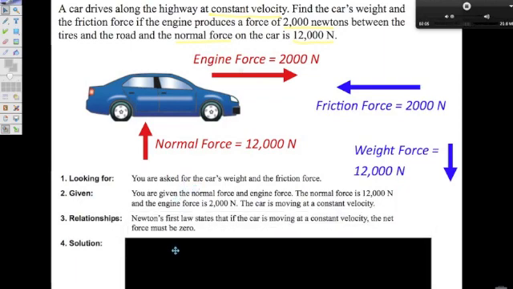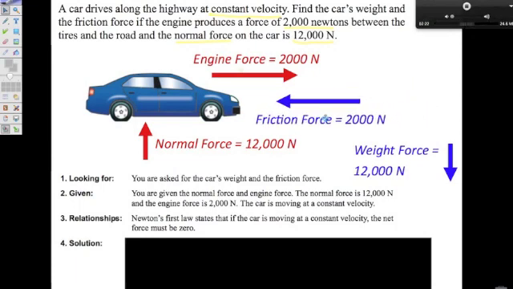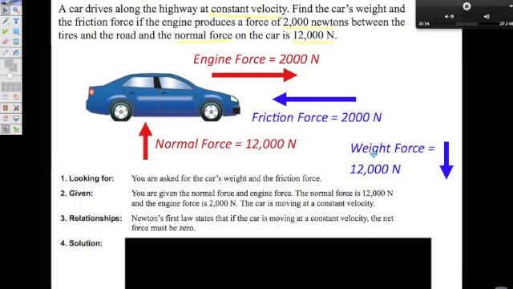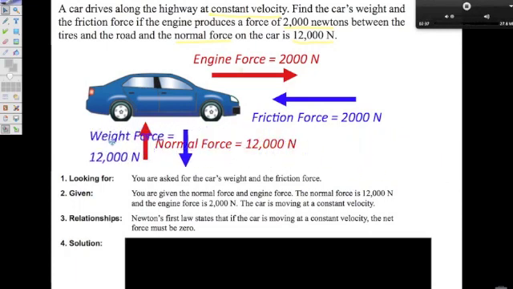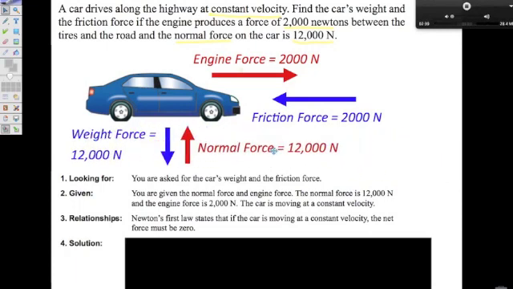Our relationship that we know is that Newton's first law states that if the car is moving at a constant velocity, the net force must be zero in the forward direction. So that tells me if the net force is zero in the forward direction, that the frictional force acting in the opposite direction must be 2,000 as well. And the car is not falling down through the ground, so that net force must be balanced as well. So the weight force must be equal to the normal force.